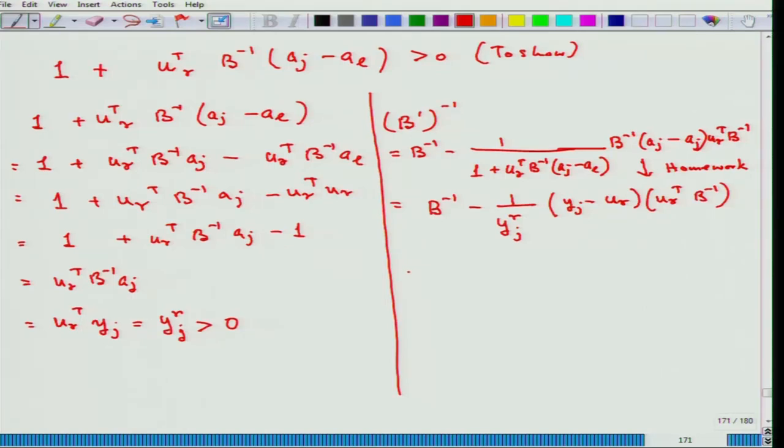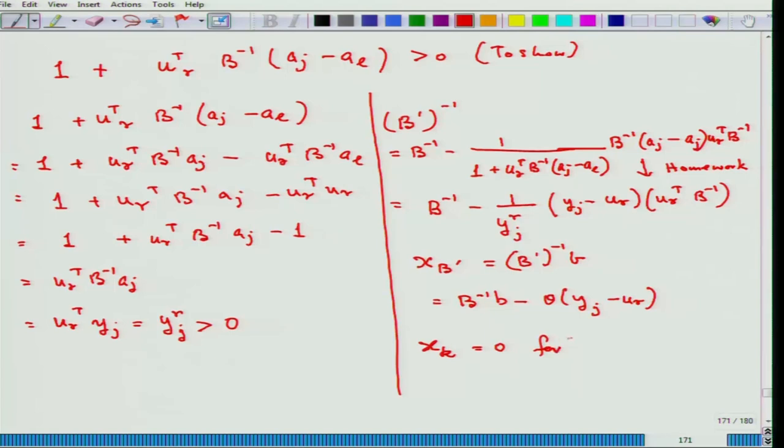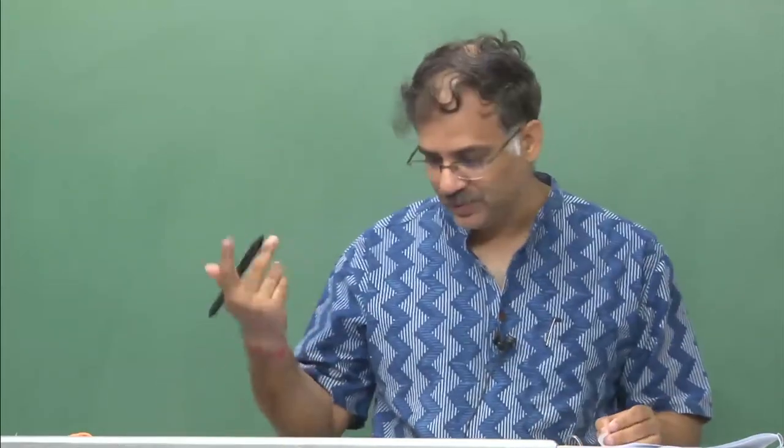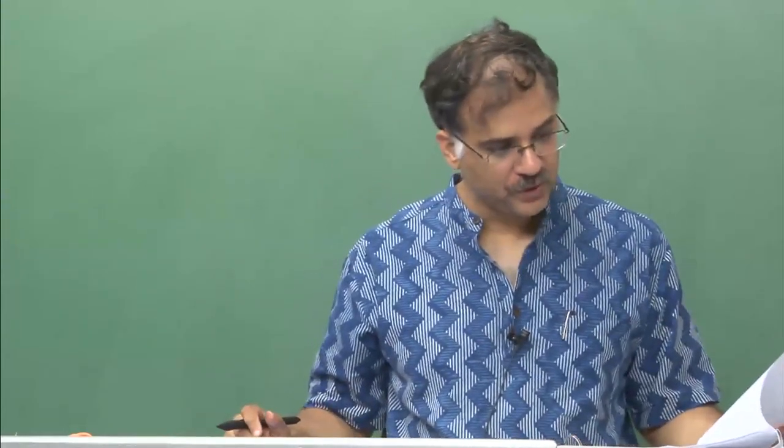Now, I can write x b dash. X b dash is b dash inverse b. So, b dash inverse b, you can again compute out to be this. And x k is equal to 0 for k which is in j, but not in I dash. Now, how you come to this is again homework, which will be part of your homework assignments that will be given at the end of the course. Though I am mentioning them as homework, this will also come in a nice form at the end of the course. So, you can try them out and you will have my email address at the end. If you are having a problem, you can just let me know and I can send you the details.